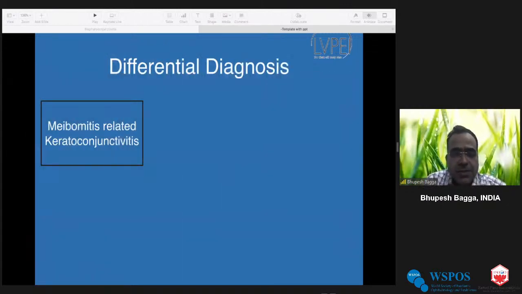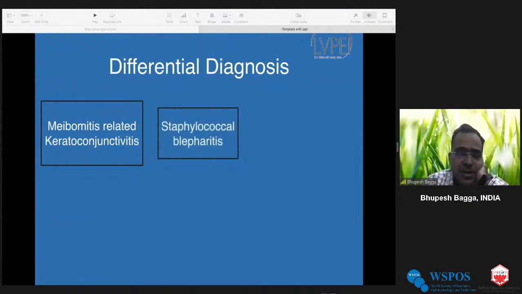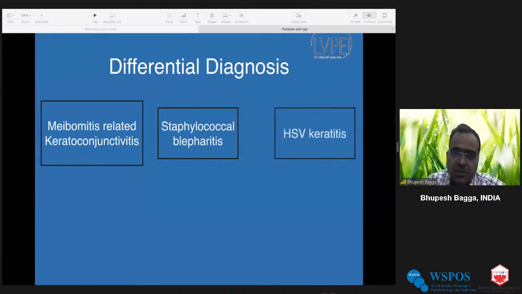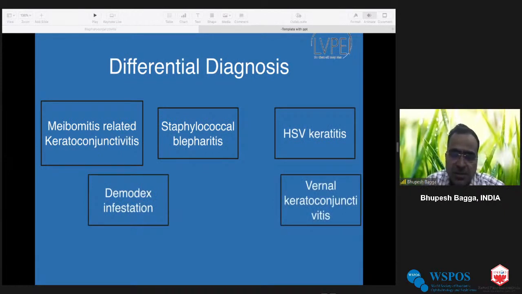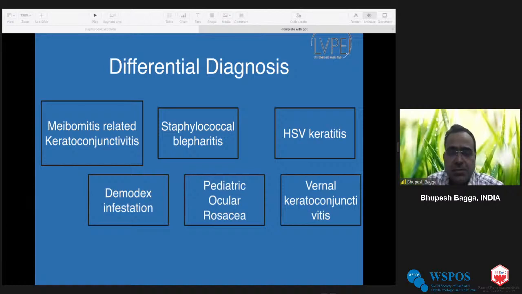So coming to the differential diagnosis, whenever a patient of this type of presentation comes to us, we need to consider meibomitis, phlyctenular keratoconjunctivitis, staphylococcal blepharitis, HSV keratitis, Demodex infestation, vernal keratoconjunctivitis, and pediatric ocular rosacea. Many of these diseases were already covered by previous talks.